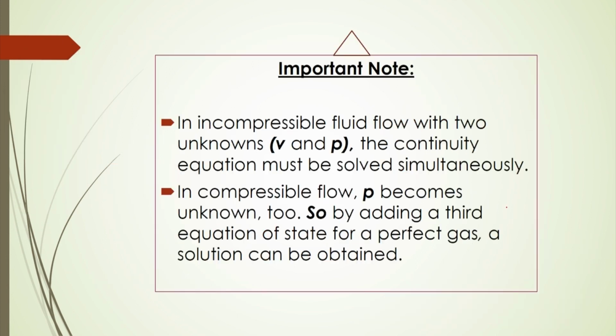Now, you have to remember that in incompressible fluid flow with two unknowns, suppose V and P, the continuity equation has to be solved simultaneously, and for compressible flow the density becomes unknown too. In that case, by adding a third equation, the equation of state for a perfect gas, a solution can be obtained, because here density will be changing with respect to pressure also.